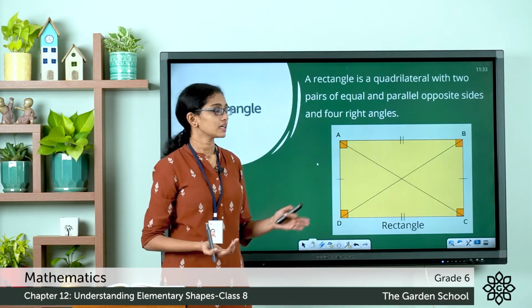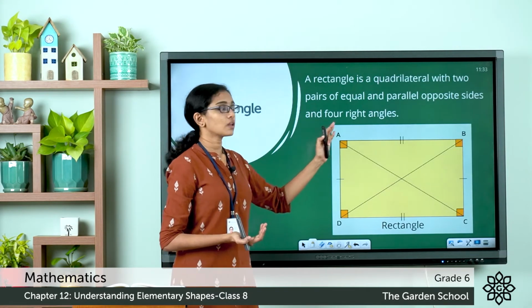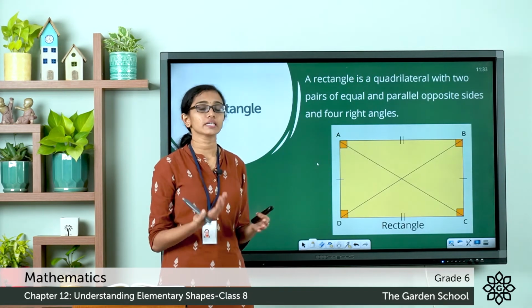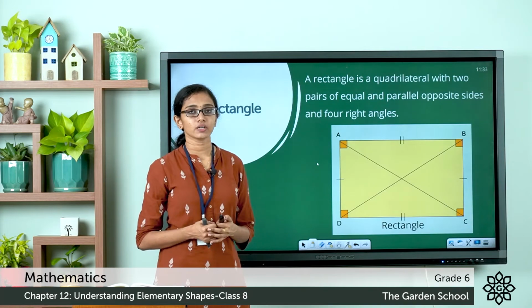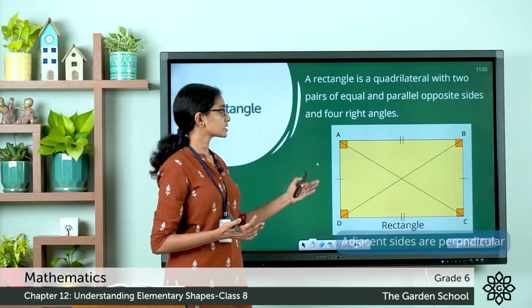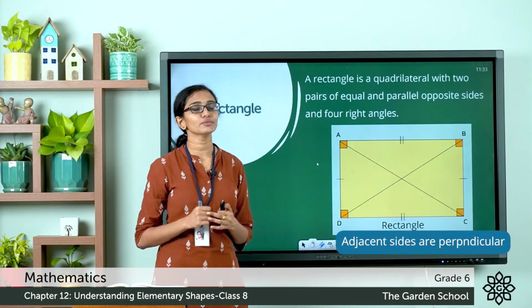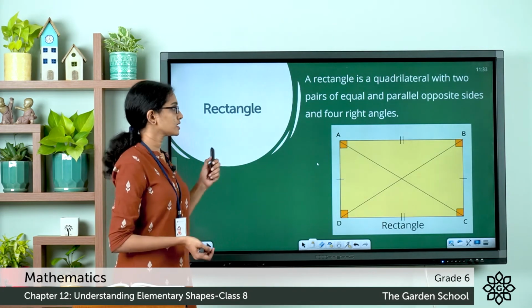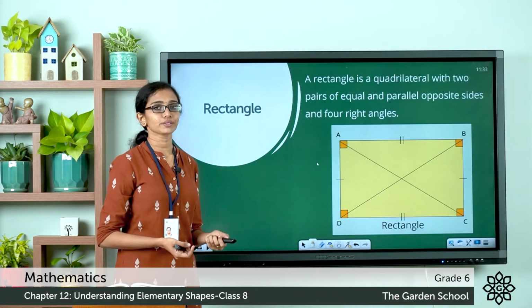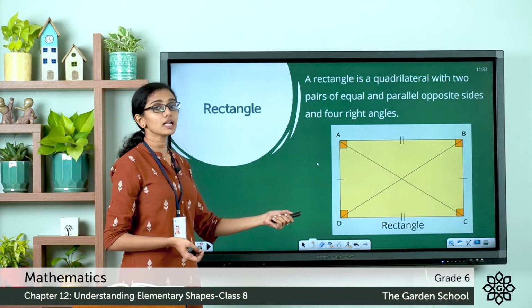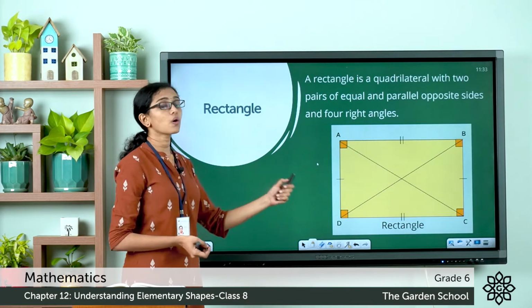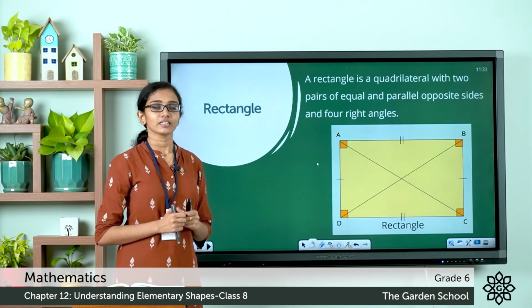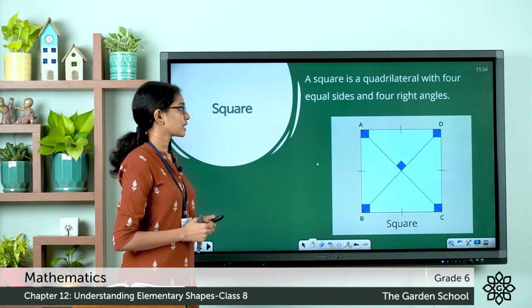You can see the angle at the 4 vertices. The interior angles are all 90 degree or right angles. Hence, the adjacent sides are perpendicular to each other. So, what is a rectangle? A rectangle is a quadrilateral with 2 pairs of equal and parallel opposite sides and 4 right angles. Now, let's see the next type of quadrilateral.